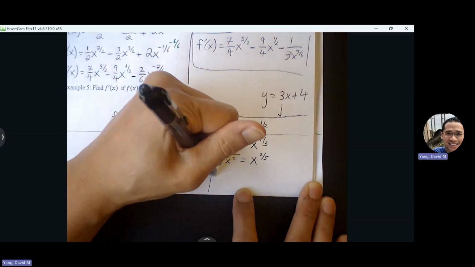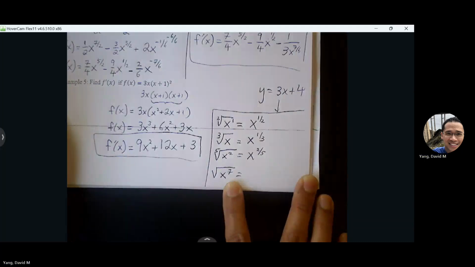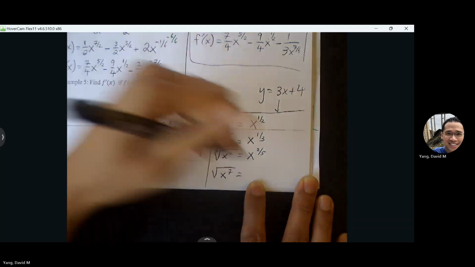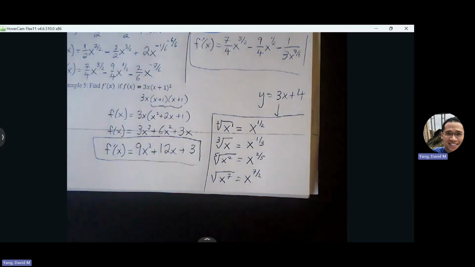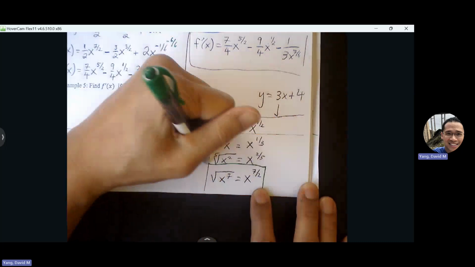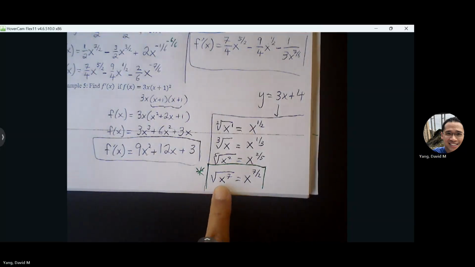What about square root of x to the 7th? X to the 7 over 2. Okay, put a star next to this one. This is the one that students have most trouble with.